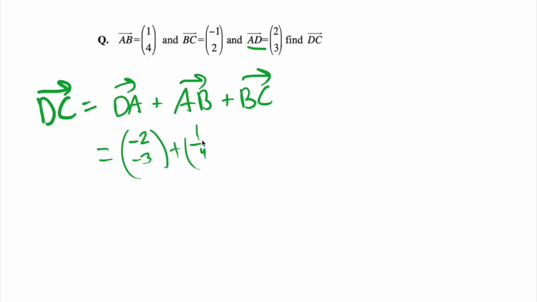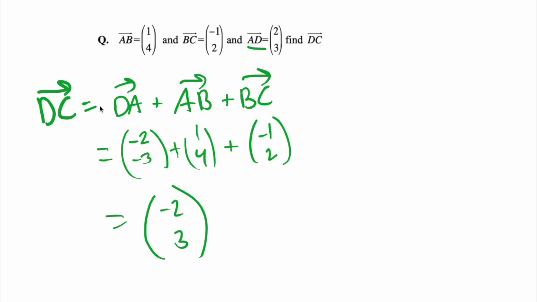DA is the opposite direction of AD, so it's like -2, -3, plus 1, 4, plus -1, 2, right? Oh, well, that's a fraction. Common mistake. -1, 2, right? And then just add the components together, and you get -2, 3. So DC, you can draw it out, you'll get to the same conclusion, -2, 3.